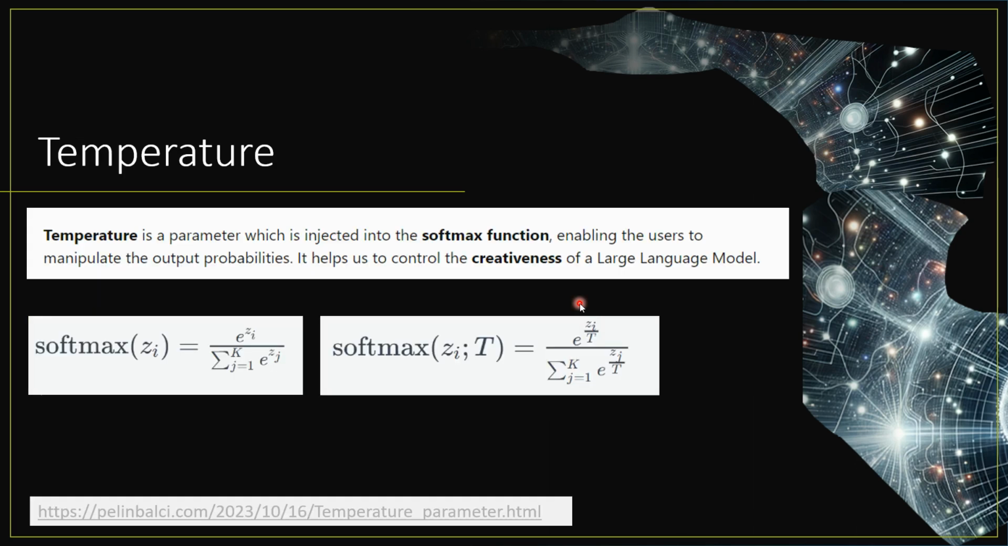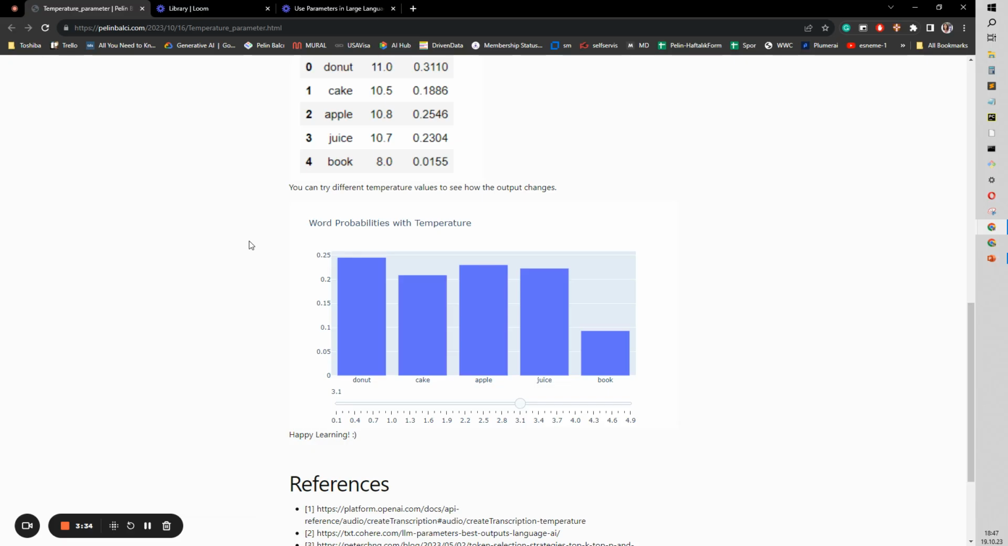Let's start with temperature. Temperature is a parameter which is injected into the softmax function, and it helps us to manipulate the output and control the creativeness of large language models. On the left side, we see the original softmax function, and on the right side, temperature is added to the function. There is a short article I prepared on my own website on this subject. When we open the website, there is an interactive plot below that you can easily use.